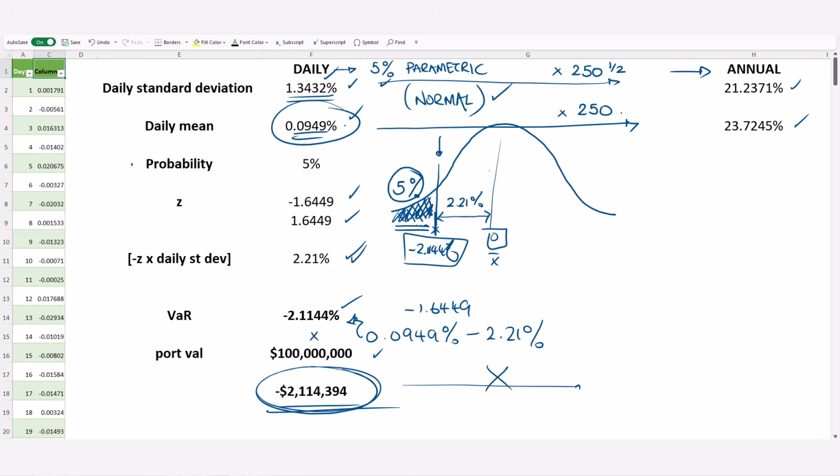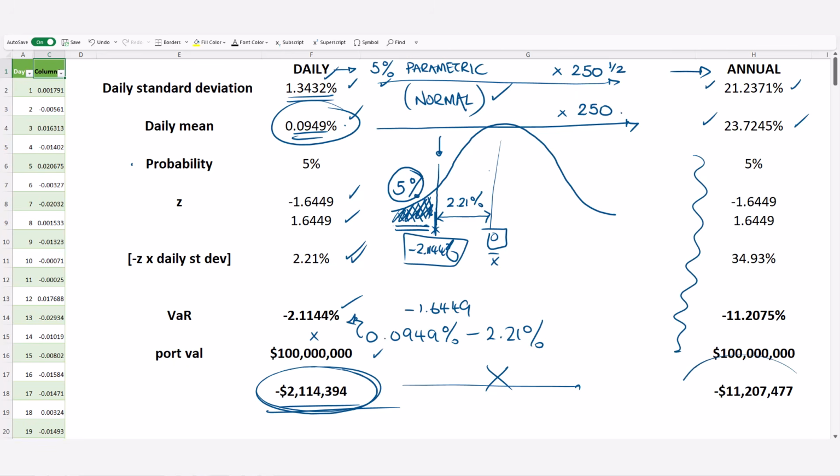Now, once you have your annual standard deviation and your annual mean, the rest of the steps are exactly as before. But look at your answer. You are not taking daily and scaling that by 250. You are adjusting your standard deviation and your mean and then following the same process. So look out for that.